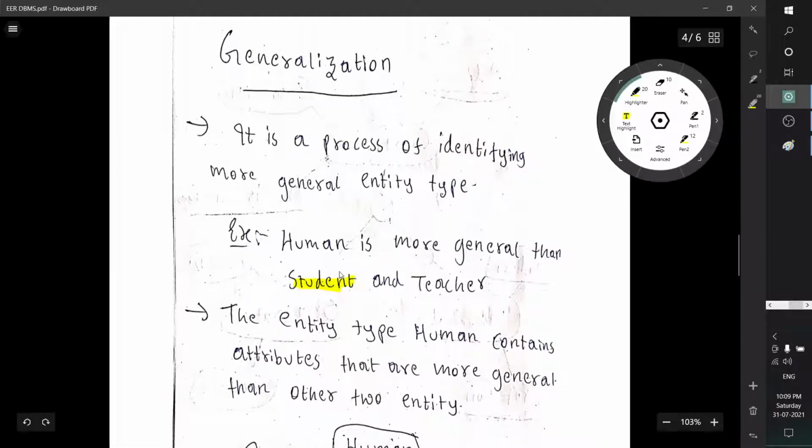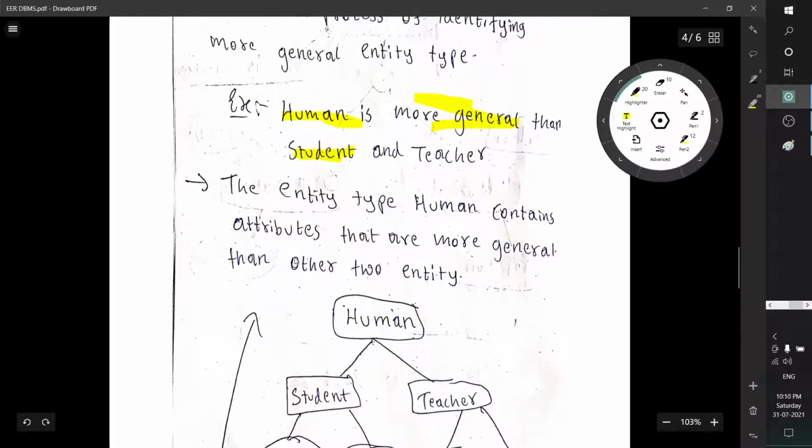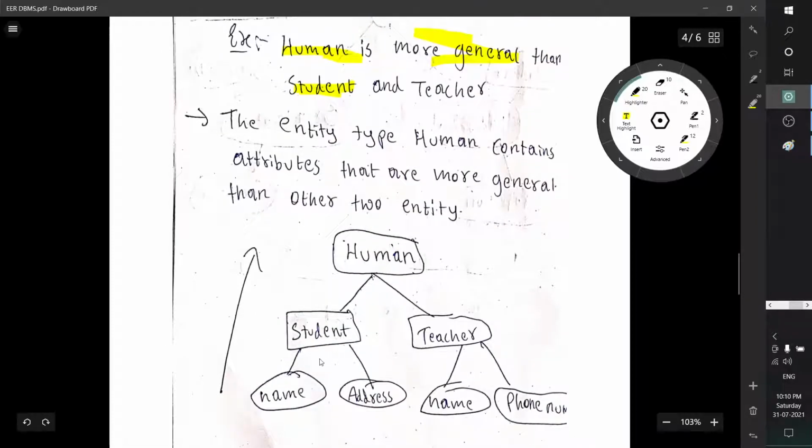A student is a human, whereas a human cannot be only a student or a teacher. A student should be only a human, right? A teacher should be only a human, but a human cannot be only a student or only a teacher. Human can be anything. So human is the general one. This is a general, and the entity type human contains attributes that are more general than the other two entities.